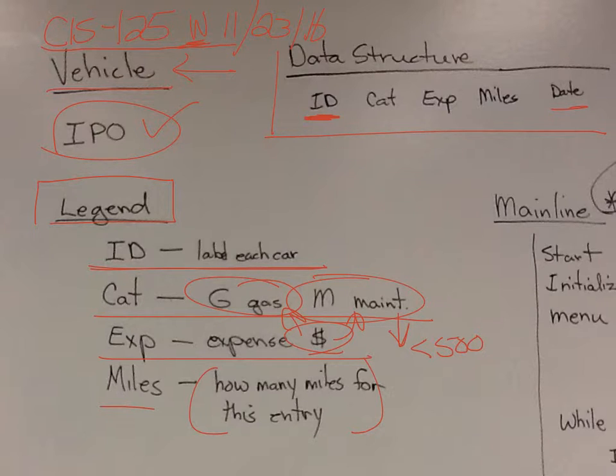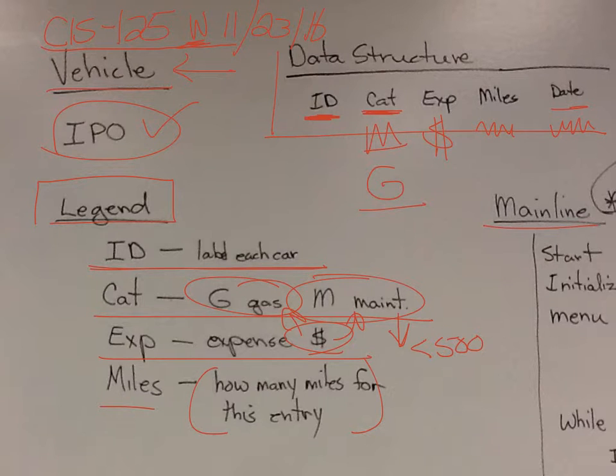We're going to enter the ID, the category, which would be an M or a G, for maintenance or gas. Expense would be a dollar amount, that'd be numeric. Miles, that would be numeric. And then there's a way to store the date in Python, and the students were going to check on that.